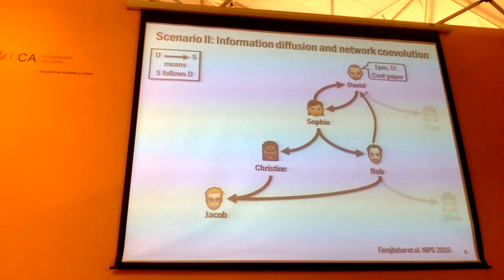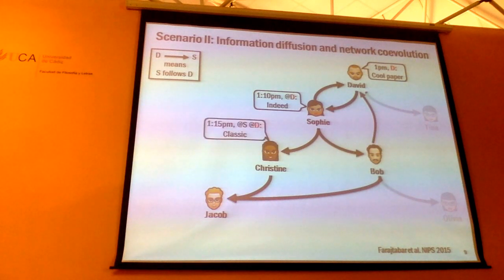They will tweet about something at a particular point in time, right? And each message they generate is going to have their identity attached to it. And then the follower, Sophie, is going to retweet it, right? At another time, 10 minutes later, and then the information is going to propagate to downstream Christine, okay?